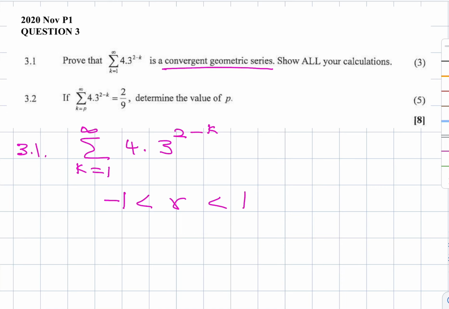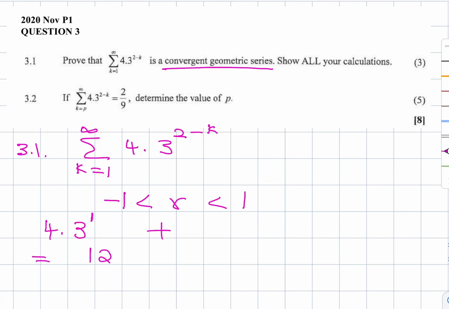The first term, you will substitute k equal to 1 into this. So you will have 4 times 3 to the power 2 minus 1, because k is 1. 2 minus 1 is 1. So it's going to be 4 times 3 to the power 1, which is 12.